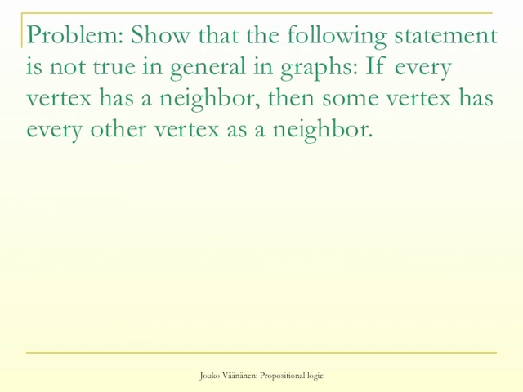Show that the following statement is not true in general in graphs. If every vertex has a neighbor, then some vertex has every other vertex as a neighbor.